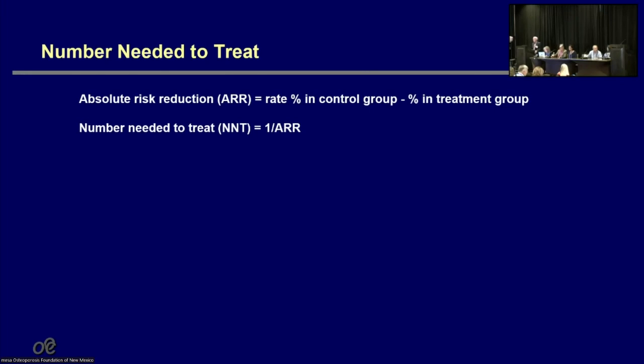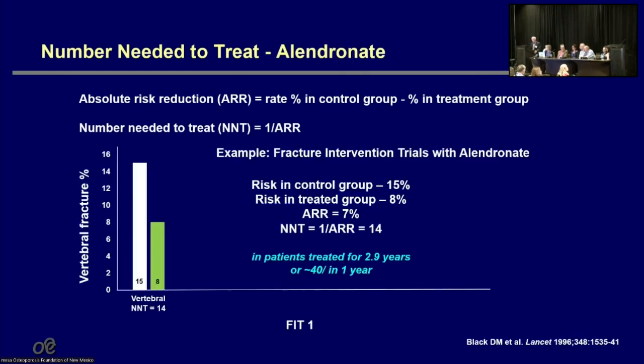It is the reciprocal of the absolute risk reduction. The absolute risk reduction is the risk of whatever event we're looking at, in osteoporosis fractures, in the control group minus the incidence in the treated group. And then the number needed to treat is the reciprocal, 1 over the absolute risk reduction.